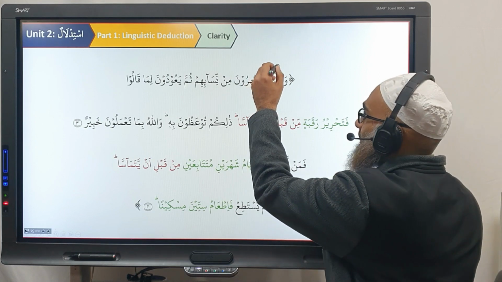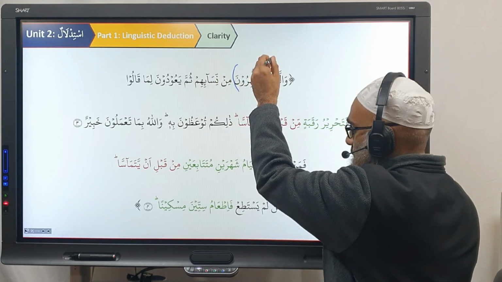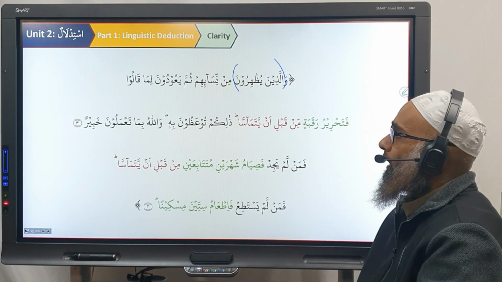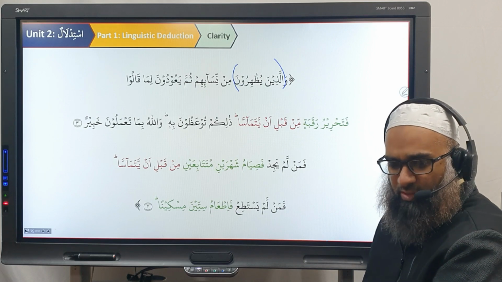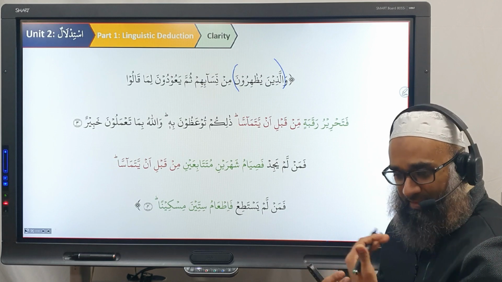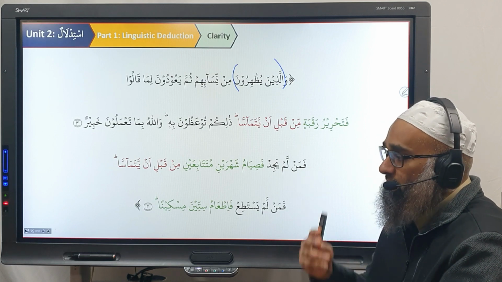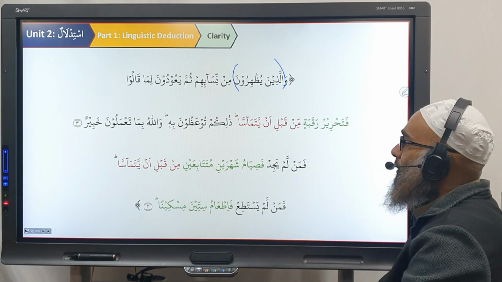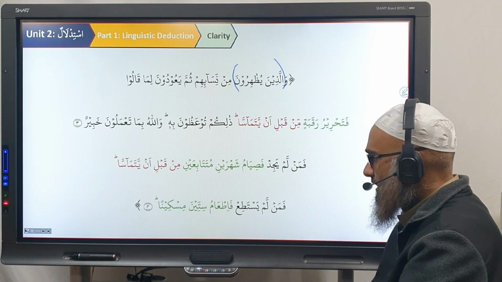The ruling is regarding what? Dhihar. So those who do dhihar, if they give their wives this form of talaq, which is not permissible, and then they want to take them back, they want to cancel the talaq, then there are three things they have to do. Either tahrir raqabah, faman lam yajid, faman lam yastati.